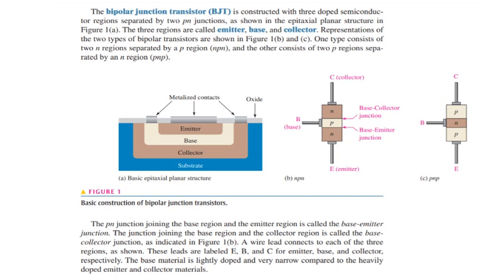So what we have here are two PN junctions. P and N, there is a junction. This junction is called the base-collector junction because it is between base and collector. We have another junction here between base and emitter, so this junction is called the base-emitter junction. That is why it is called a bipolar junction transistor.